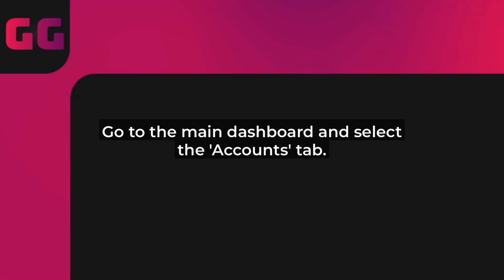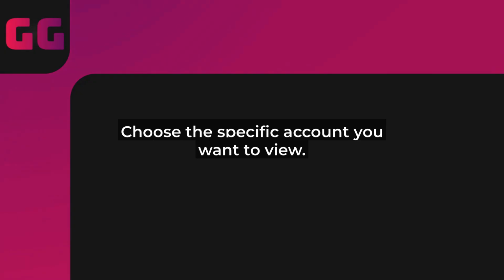Once you're logged in, you'll land on the main dashboard. Look for the Accounts tab at the bottom of the screen. Tap on that to see a list of your linked accounts. Select the specific account you want to check, such as your checking or savings account.